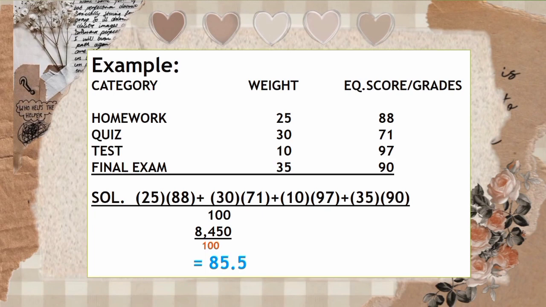Let us take a look at this particular performance of the learners. We have here the category: homework, the weight is 25, the equivalent grade is 80. For the quiz, the weight is 30 and the equivalent grade is 71. For the test, it is 10 and the equivalent grade is 97. For the final exam, it is 35 and the grade is 90. Multiply the numbers and then add. The result is 8,450. Then we're going to divide it by 100. So the result is 84.5. So this is now our weighted mean.